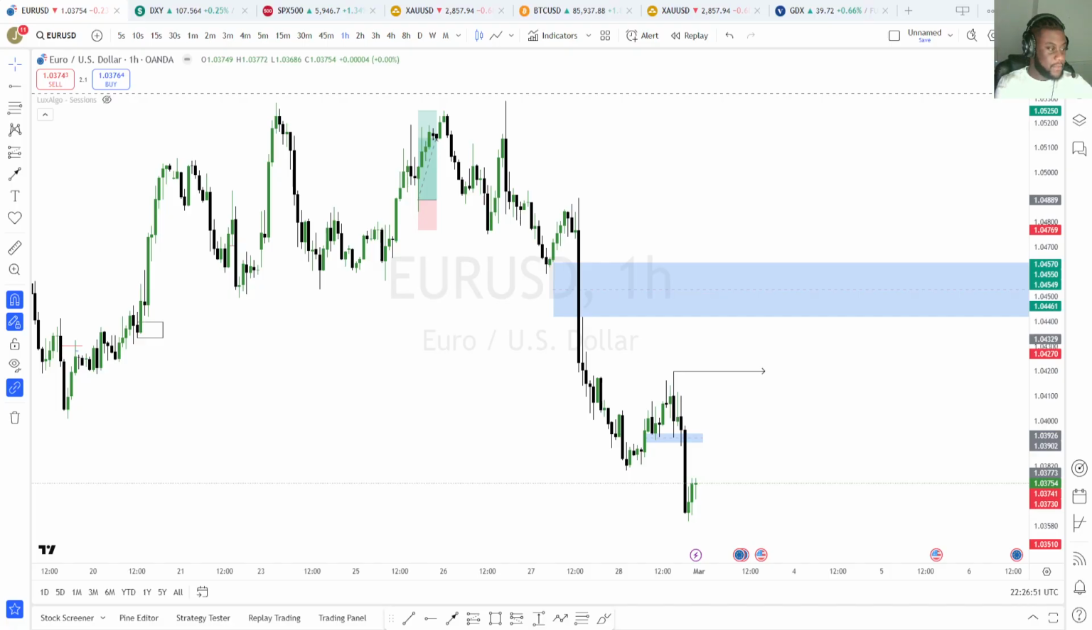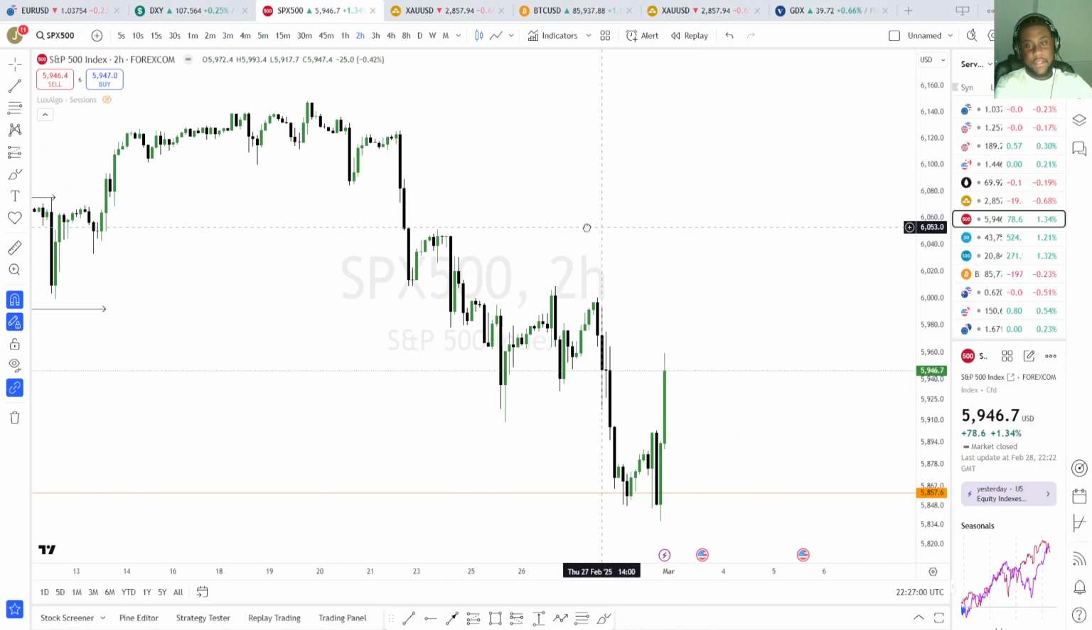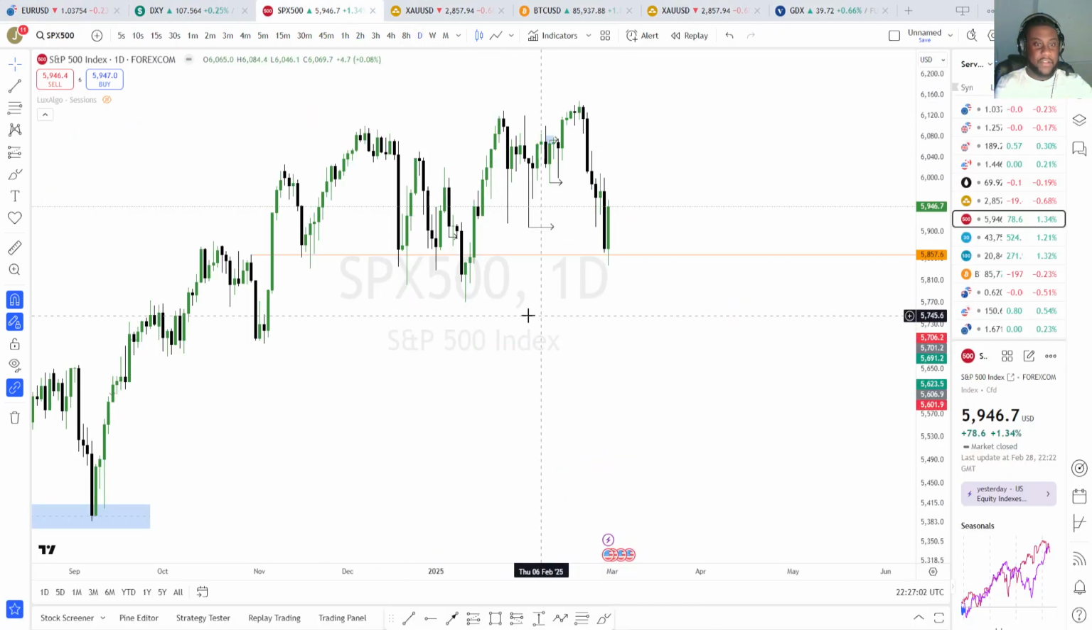Also, if we are looking at holidays, South Korea does have an Independence Movement Day. Brazil's got Carnival. Greece has Clean Monday as well. So, other than that, that is pretty straightforward for this week.